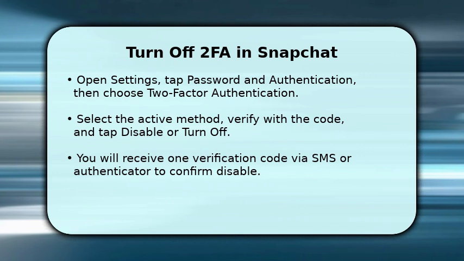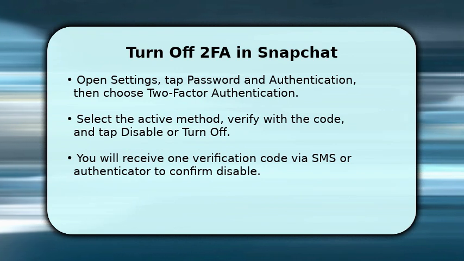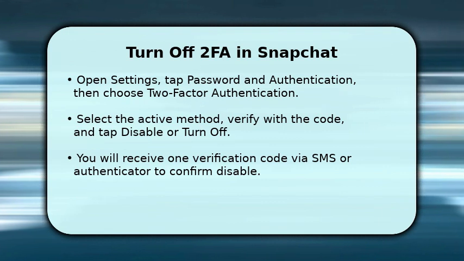Select the active method you want to remove and request a verification code now. Enter the numeric code you received by SMS or Authenticator to confirm. Finally, tap Disable or Turn Off to complete the removal of two-factor authentication for this account.